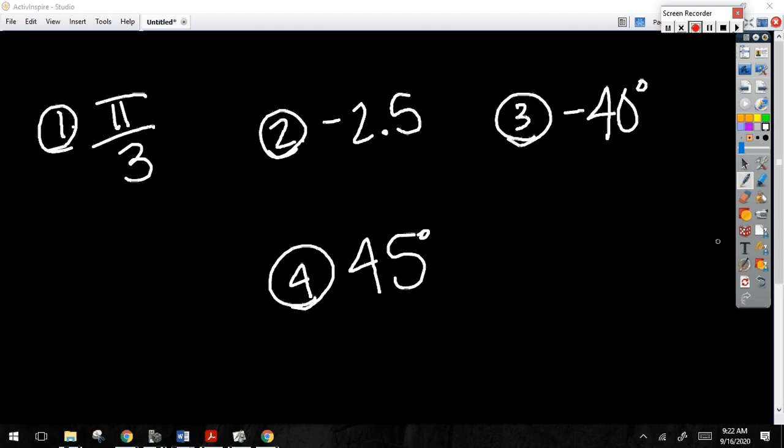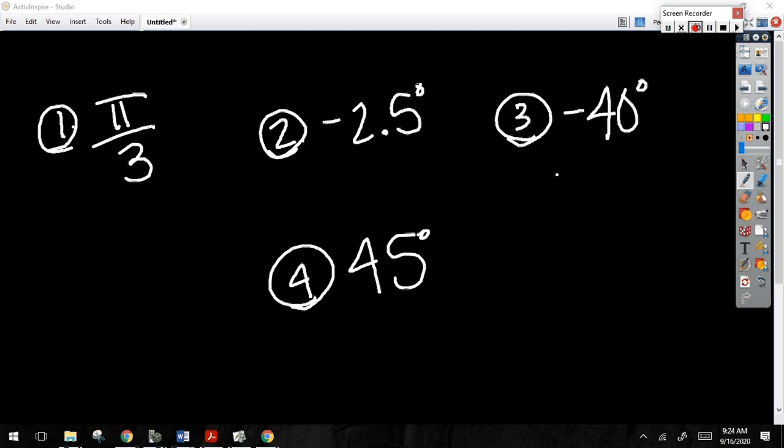From degrees, the first one's easy because you're right, that is a unit circle value. And 4 is a unit circle value. But 2 and 3, not so much. You can use whatever reference you have.